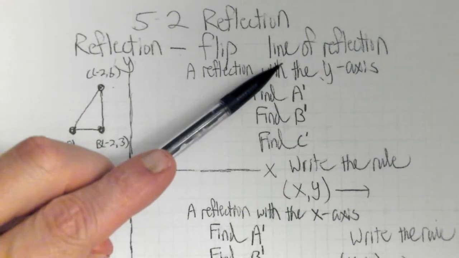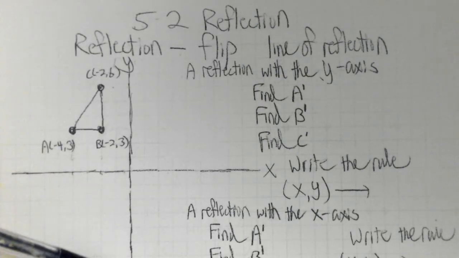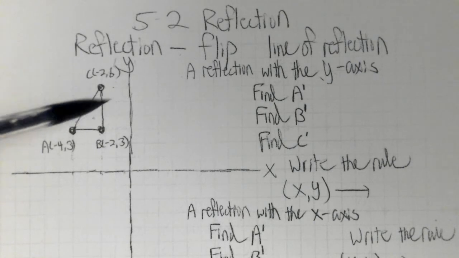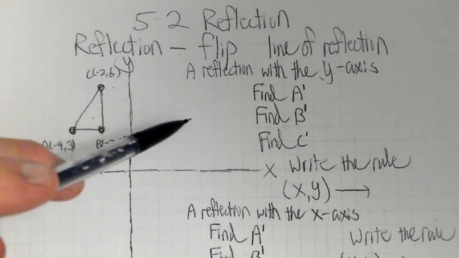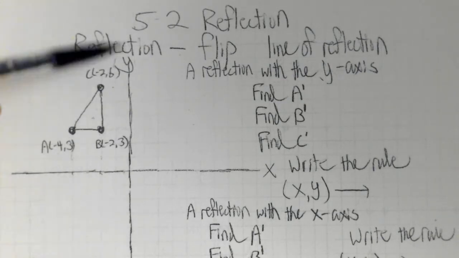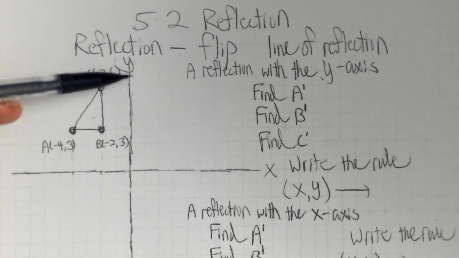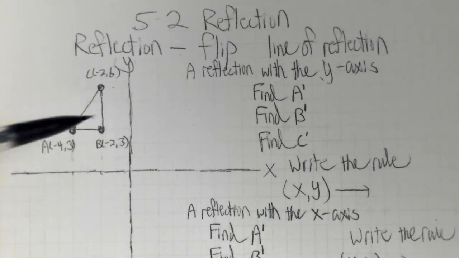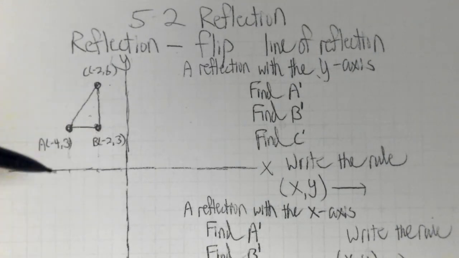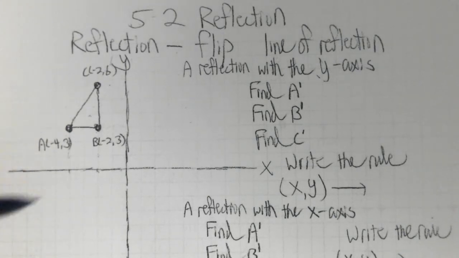So where's my line of reflection? It is the y-axis, which is here. What that means is this triangle is going to flip over this line, or reflect over the line y equals, the y-axis. The line of reflection is acting like your mirror. If I wanted to figure out where A prime was, then I need to reflect this across the y-axis. And so here's how it works.